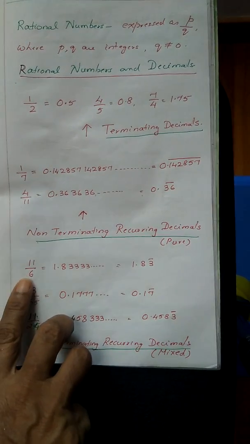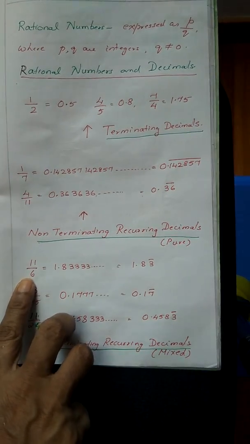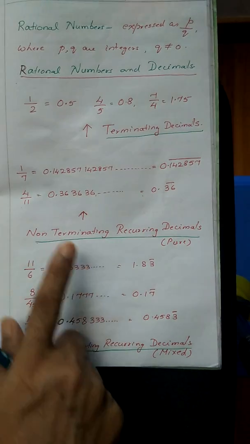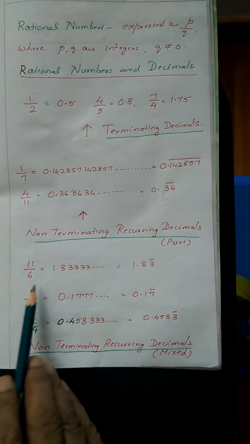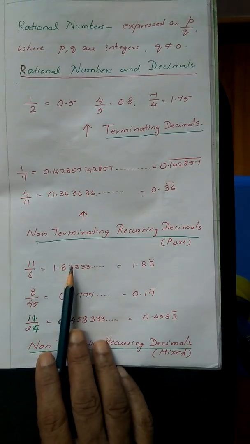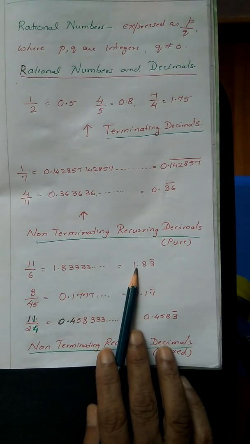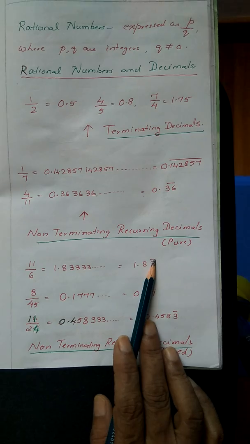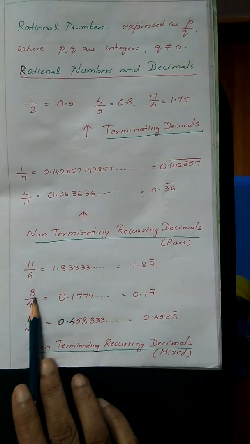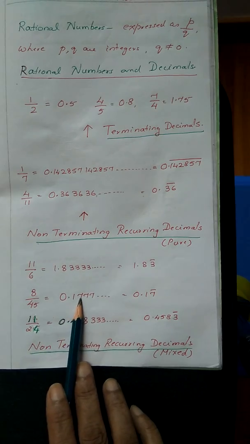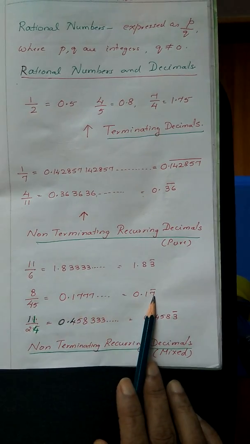Now these are also non-terminating and recurring decimals, but there is a slight difference between these two. Here it is 1.8333. The 8 is not getting repeated, only 3 is getting repeated. So you write this as 1.8, then 3, and on top of 3 only you put a bar. If you see here, 8 by 45, again it is 0.1 and then the 7 is getting repeated. So you will put it like this.